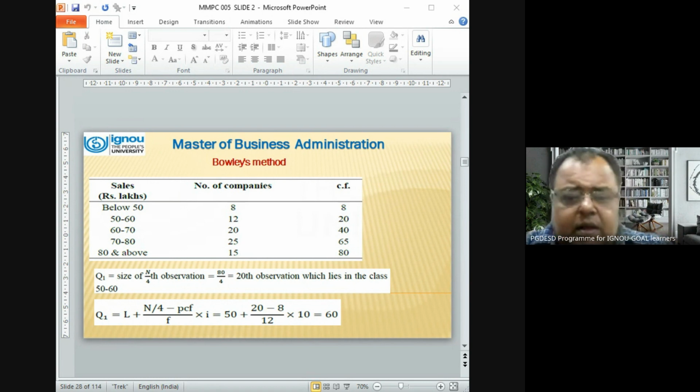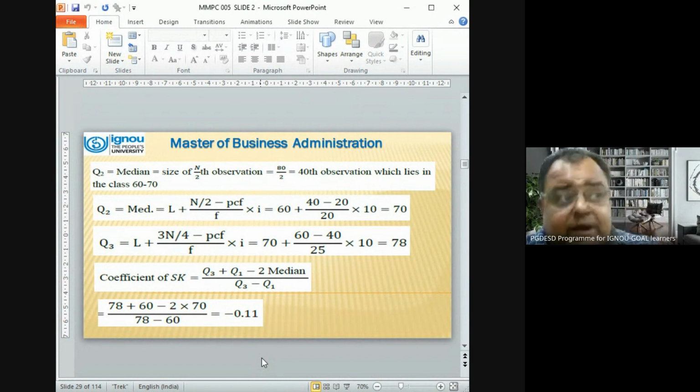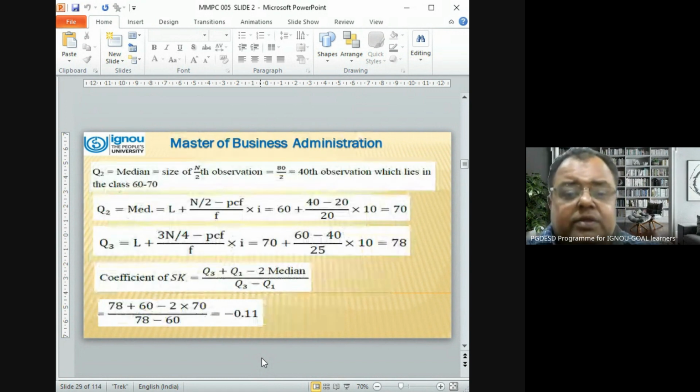Now, Q3 will be calculated. That means now we will be using 3n by 4. For calculating median, we have to do n by 2. N by 2 comes out to be the 40th observation. In which class does 40 lie? 40 lies in 60 to 70. In that case, your L will be 60. 60 plus 40 minus 20 upon 20 into 10, which comes out to be 70.